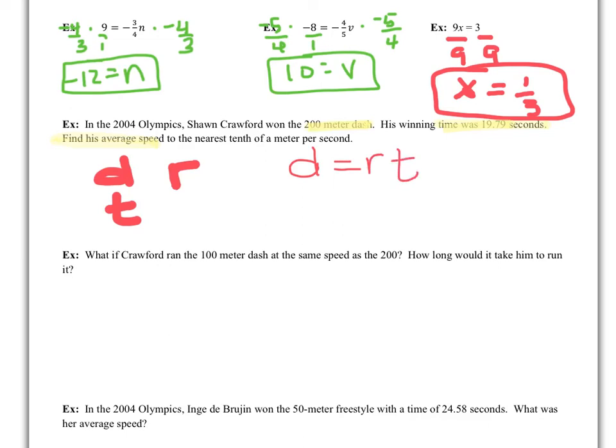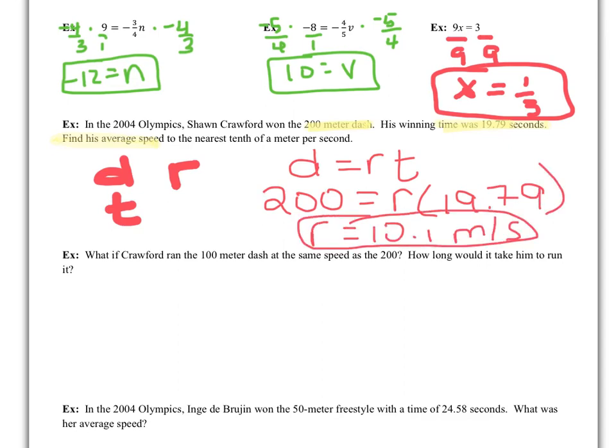And then I can plug in the things that I know. So the distance is 200 meters, the rate I don't know, and the time was 19.79 seconds. So you're going to solve this equation for r. If you solve this equation by dividing both sides by 19.79, hopefully using a calculator, you get that the rate was 10.1 meters per second.